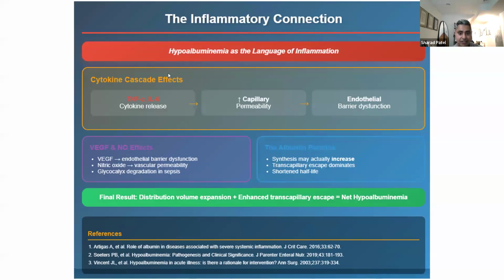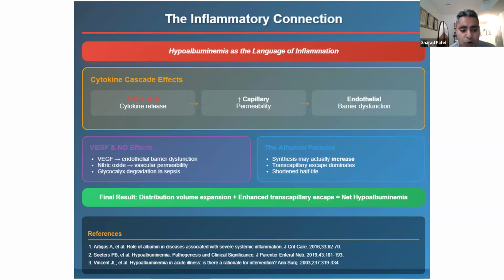So the inflammation connection. Hypoalbuminemia, as I think about it, when I see someone who's critically ill, I don't just think about it as someone who has a nutritional deficit. I think about someone who likely has higher tumor necrosis factor alpha, higher IL-6, and they have higher cytokine release. This increases capillary permeability, and you lose albumin from the intravascular space, and it goes into the interstitial space. There's also endothelial barrier dysfunction as well, and I'll talk a little bit about that.